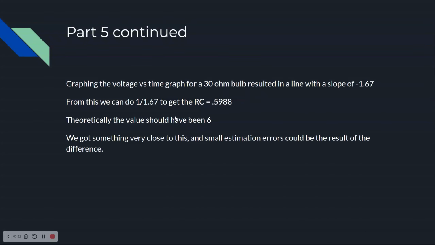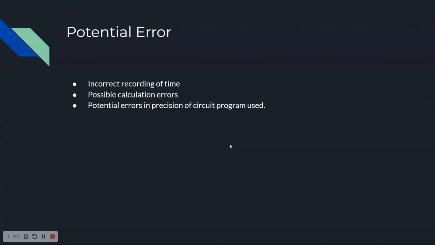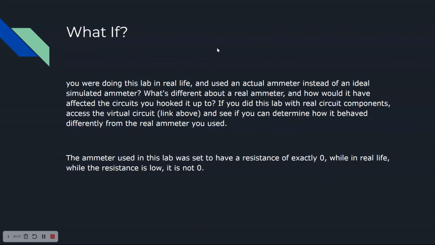And theoretically, this value should have been 6, which is really close to the same, and it's probably just due to small estimation errors that cause that difference. So some potential error could just be incorrect recording of time, possible calculation errors, and errors in the circuit program, just simple stuff. So here's the first what if.